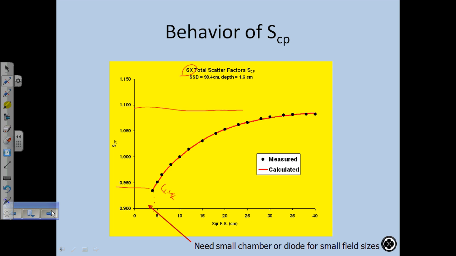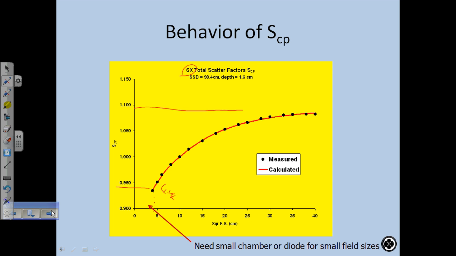As you get to smaller field sizes, and it doesn't say what chamber we used here, you need a smaller chamber or a diode. And I'm going to try to give you guys electron small field dosimetry, but I'll introduce it here a little bit.